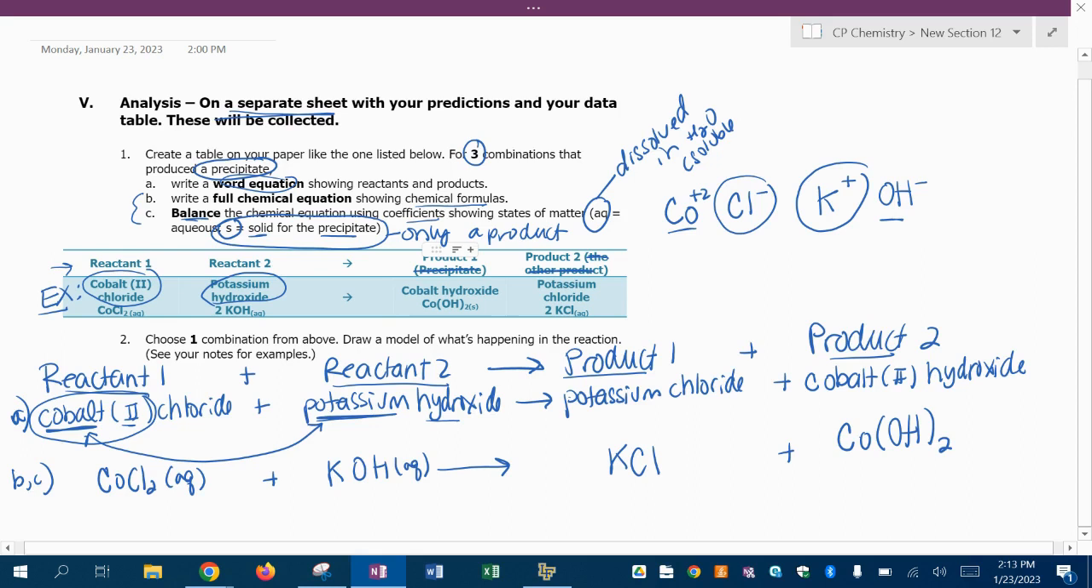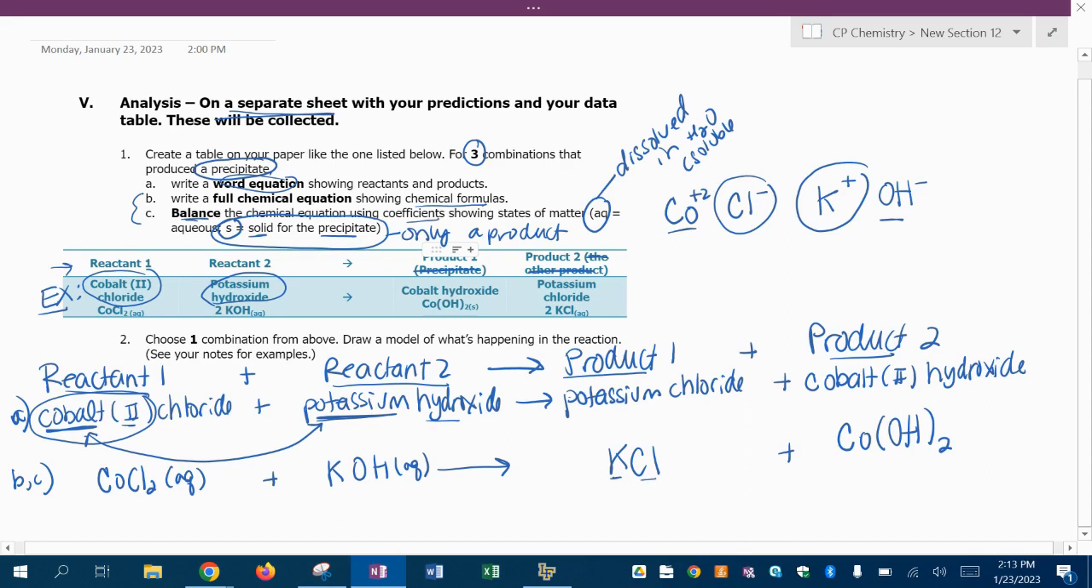Now we have to look at our solubility rules to figure out which one of these, potassium chloride or cobalt-2 hydroxide, is insoluble. So you need to look at your solubility rules. Well, on your chart, there's a rule on the back of your periodic table, your solubility chart. It doesn't say potassium specifically, but it says alkali metals, which potassium is, are always soluble.